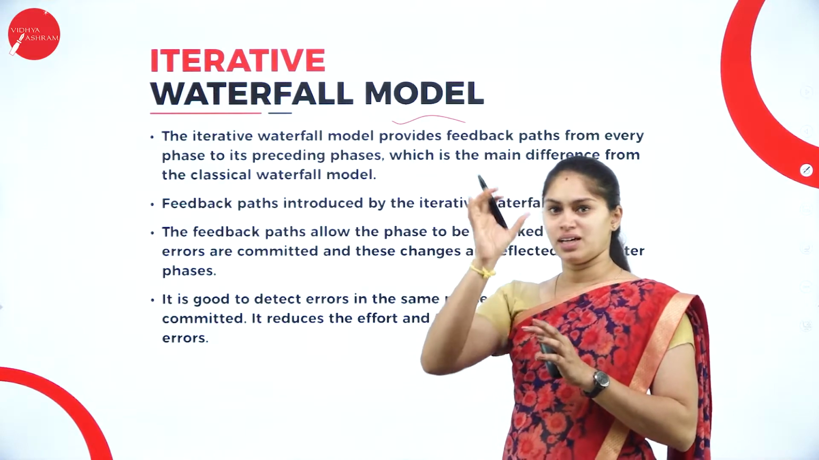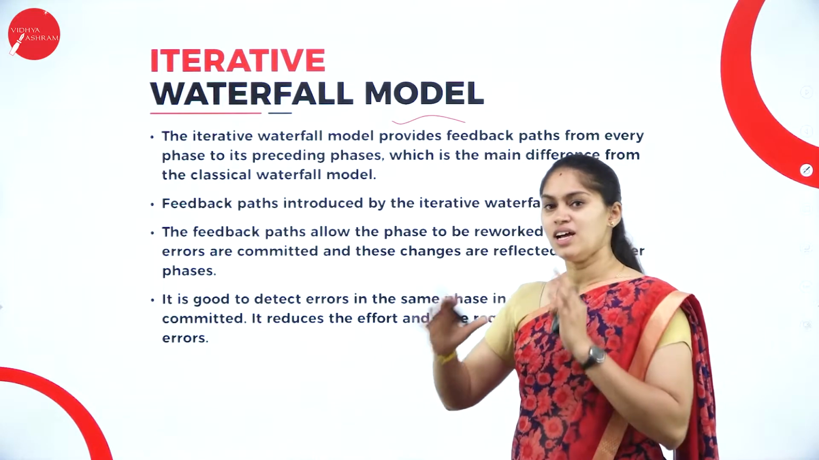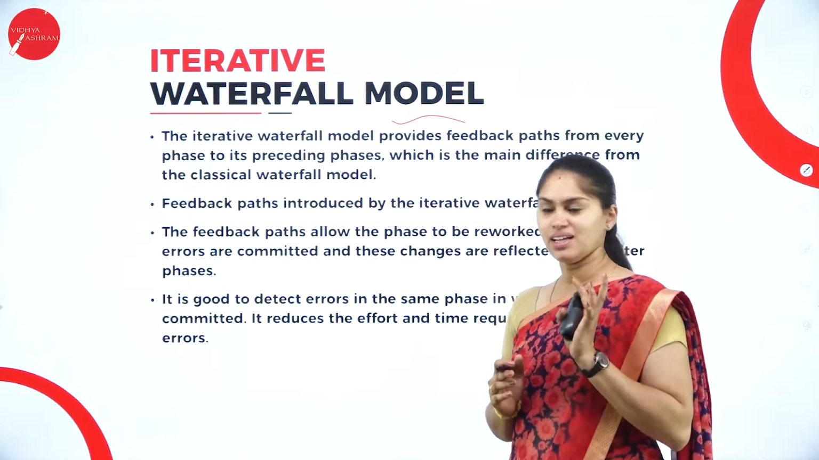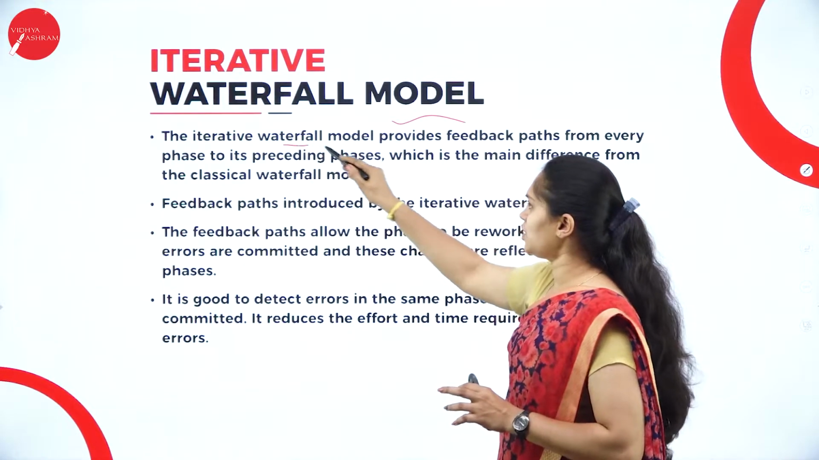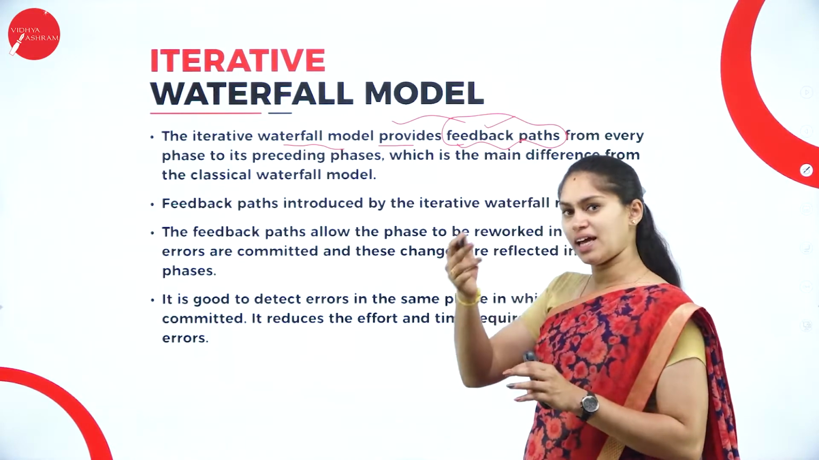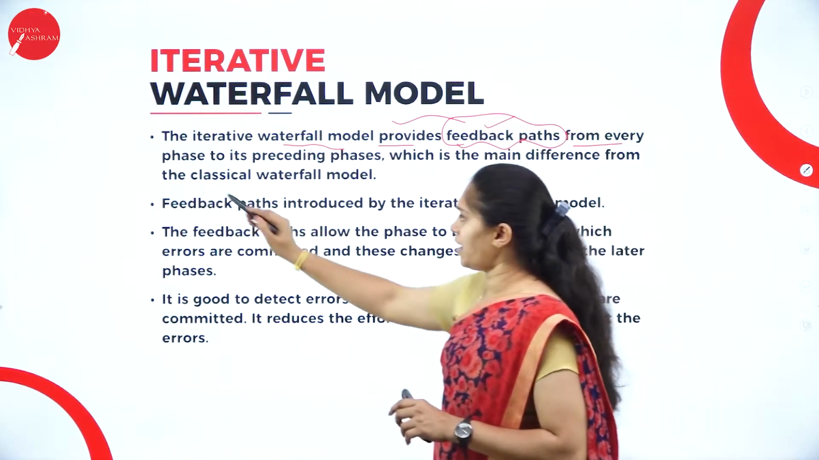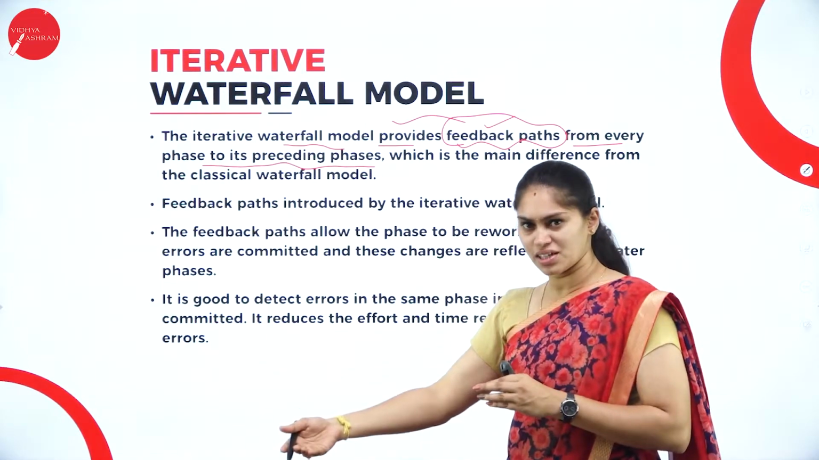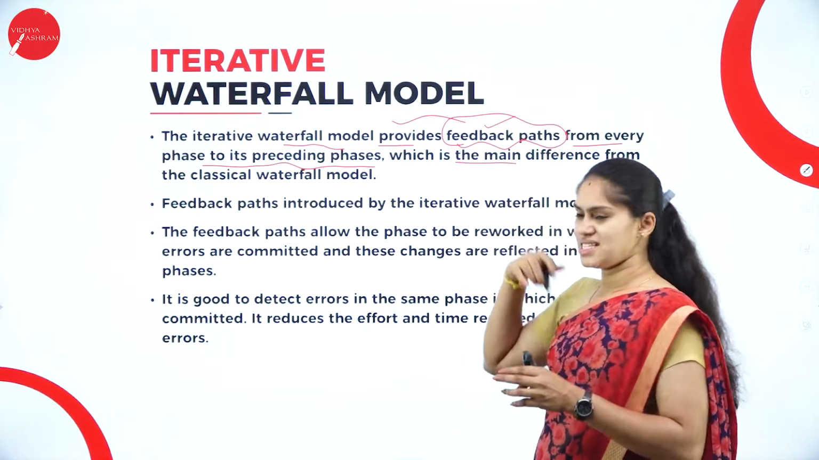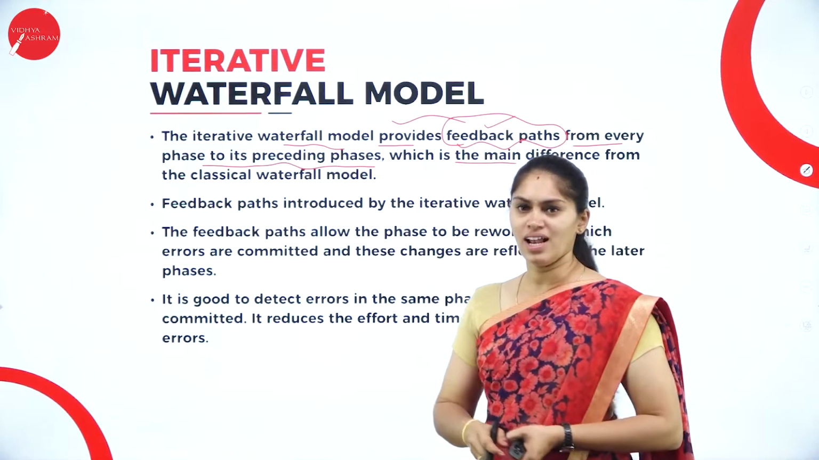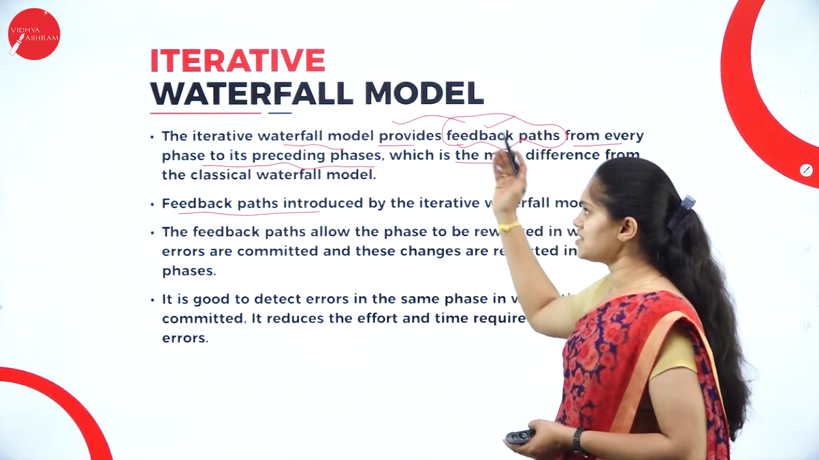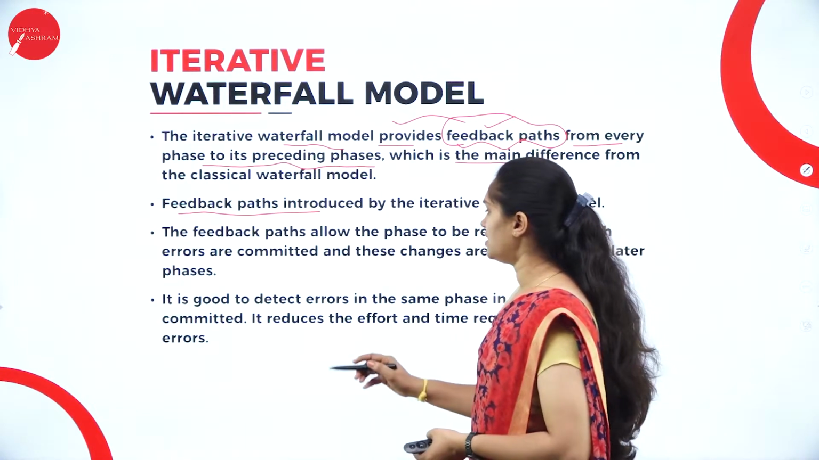So apart from requirement gathering, from the maintenance phase onwards we are going to have a feedback path, but not to the feasibility study. The iterative waterfall model provides the feedback path, so we can go back from every phase to its preceding phases. From whatever later phase we are in, we can go back to the previous stages. This is considered the main difference between the classical waterfall model and the iterative waterfall model. That feedback path is introduced in this iterative model.